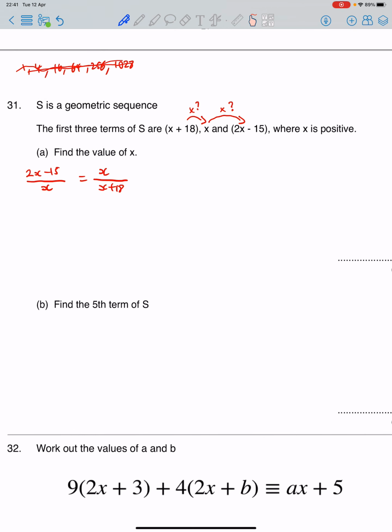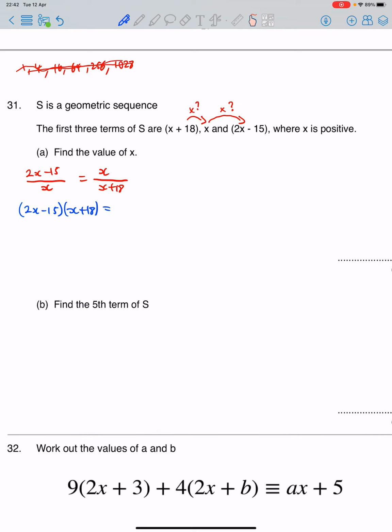Let's use cross multiplication. So we end up with 2x minus 15 multiplied by x plus 18. So remember the cross multiplying video that I have. If you need to see the technique applied a few times, it's Joy Colombo, cross multiplication, or solving equations with cross multiplication. And that is equal to x times x, which is x squared.